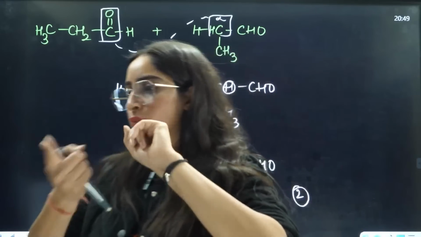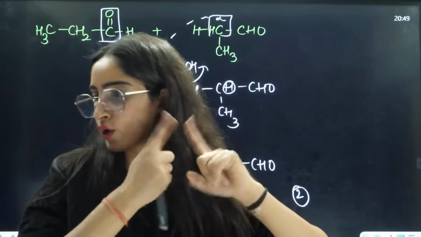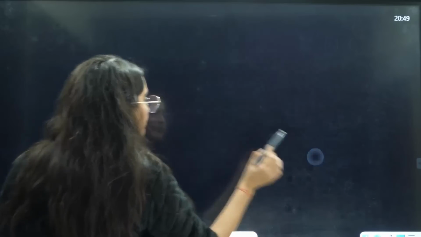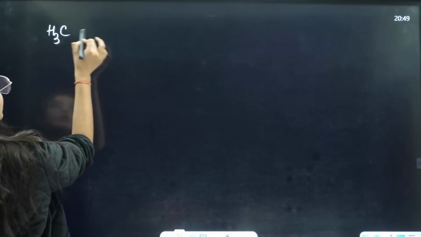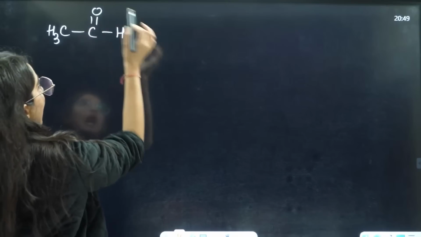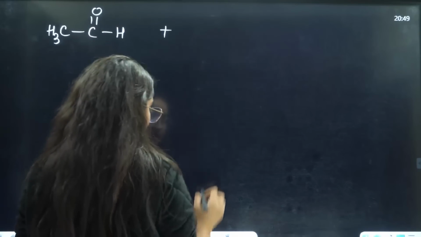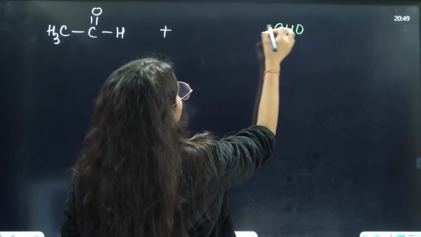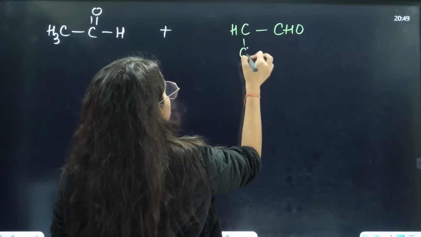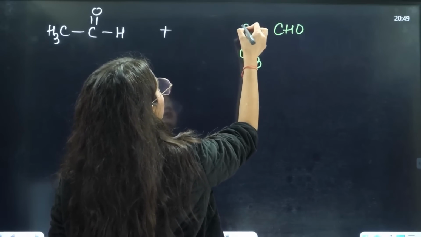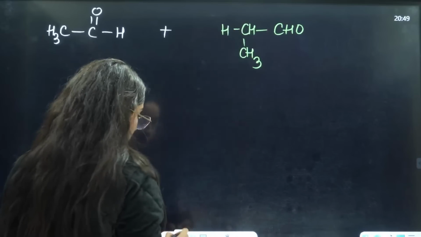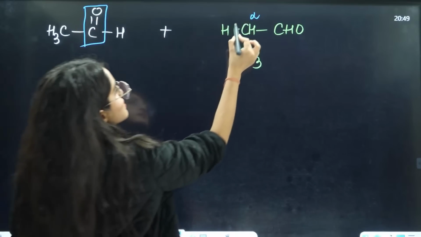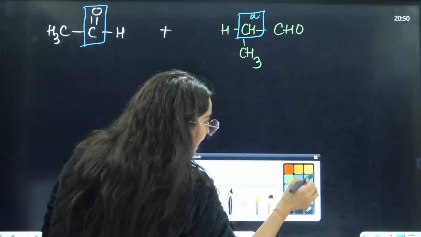Right? Now I am going to make cross aldol. Cross aldol means one is acting as carbonyl. For one reactant, the carbonyl carbon will act, and for the other reactant, the alpha carbon will act. The other is CHO, CH3. For the other, you have alpha, so this is CH, this is H. This is alpha and this is carbonyl. So shall I just attach these two together?